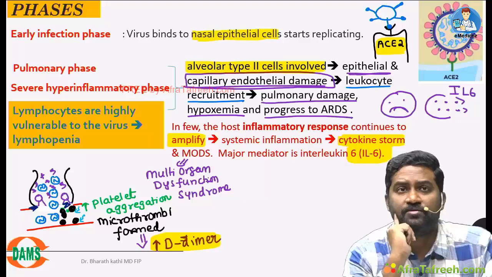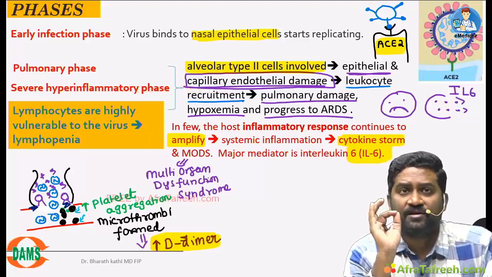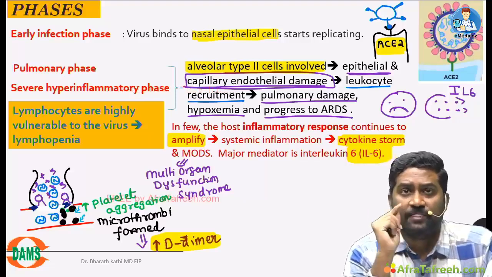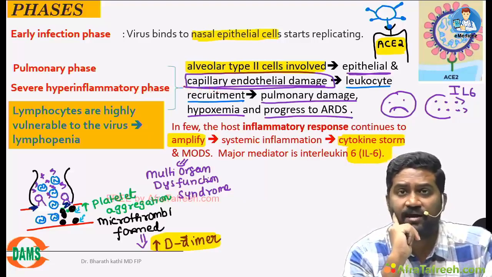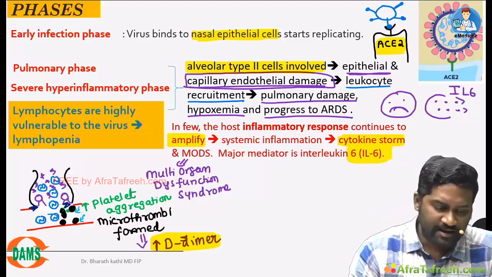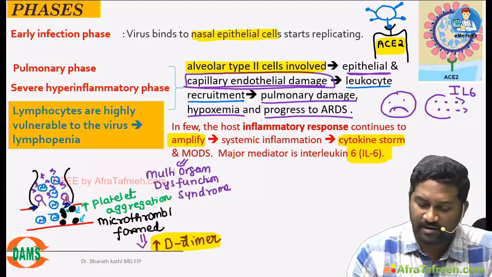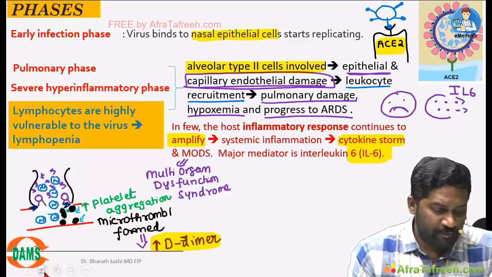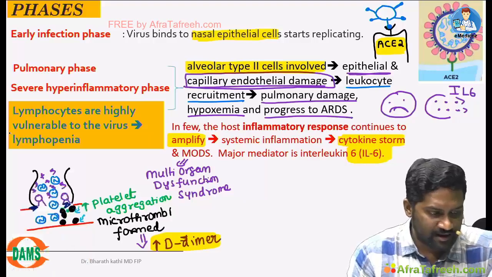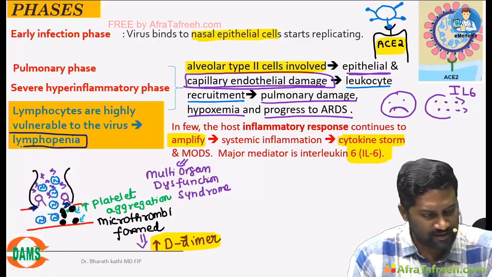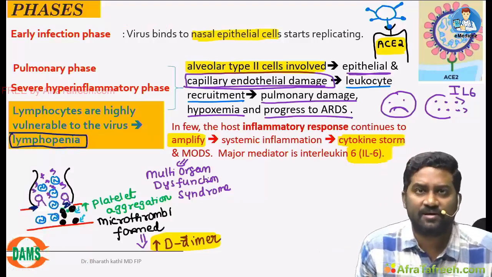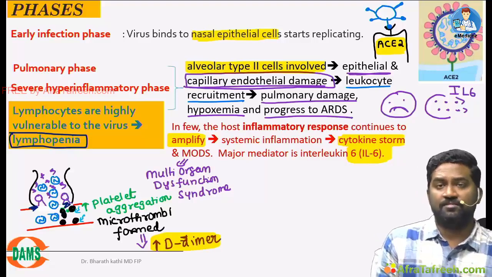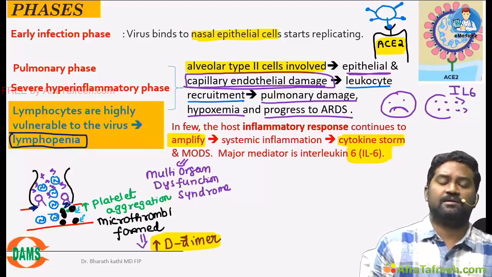Also a point to note is, lymphocytes are very, very vulnerable to the virus. The virus can directly attack the lymphocytes. Once it directly attacks the lymphocytes, it can destroy them, resulting in lymphopenia. So elevated D dimer can be seen, lymphopenia can be seen, and IL-6 elevation can be seen.